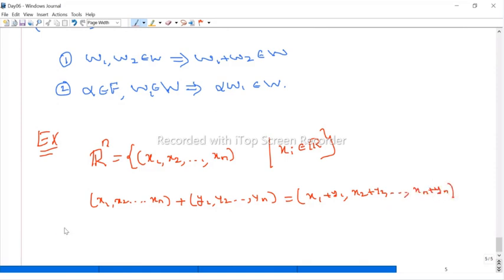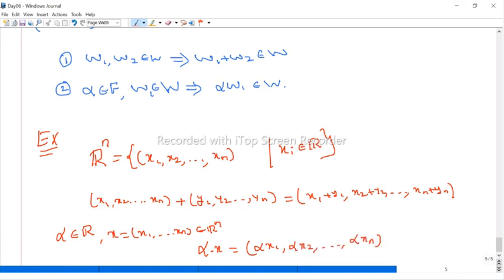This is the addition. Now suppose you take some scalar alpha in the field F, and any element x equal to x1, x2, etc., xn in Rn. How will we define this scalar multiplication, alpha times x, where x is this n-tuple? You have to multiply alpha with each term: alpha times x1, alpha times x2, etc., alpha times xn.